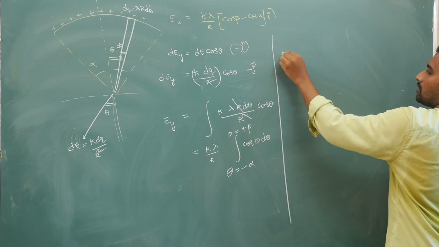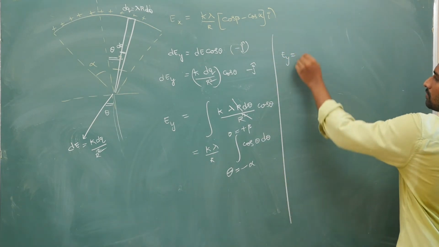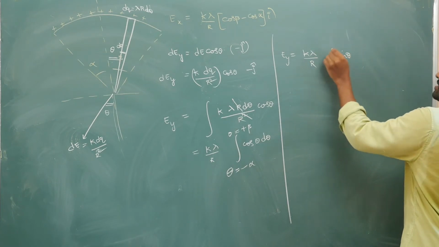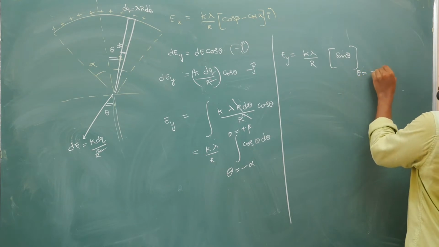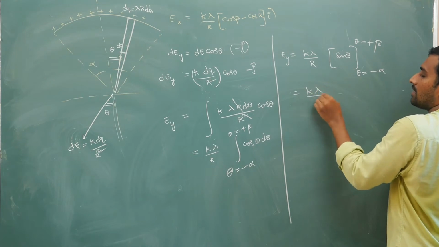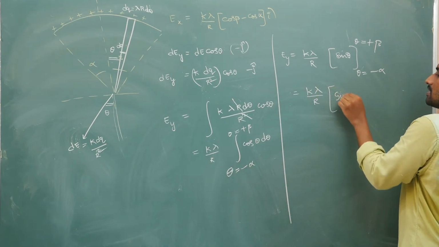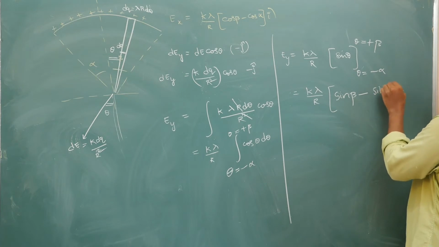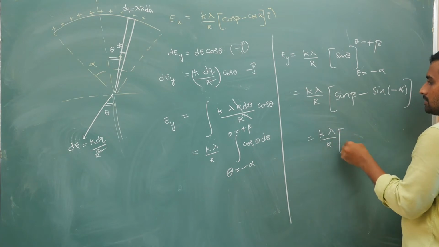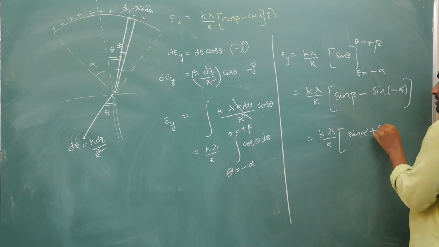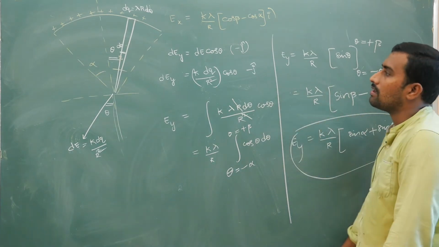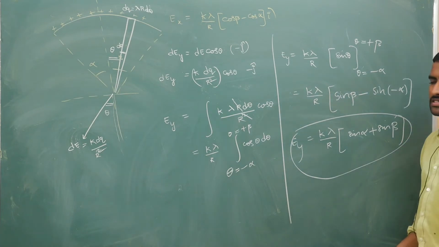So that will give you Ey equal to k lambda by r times the integral of cos theta, which is sin theta, from theta equal to minus alpha to theta equal to plus beta. That will give you k lambda by r times sin beta minus sin of minus alpha. So k lambda by r times sin alpha plus sin beta is your field along the y direction. So this is your field along y, and we have got the field along the x direction.